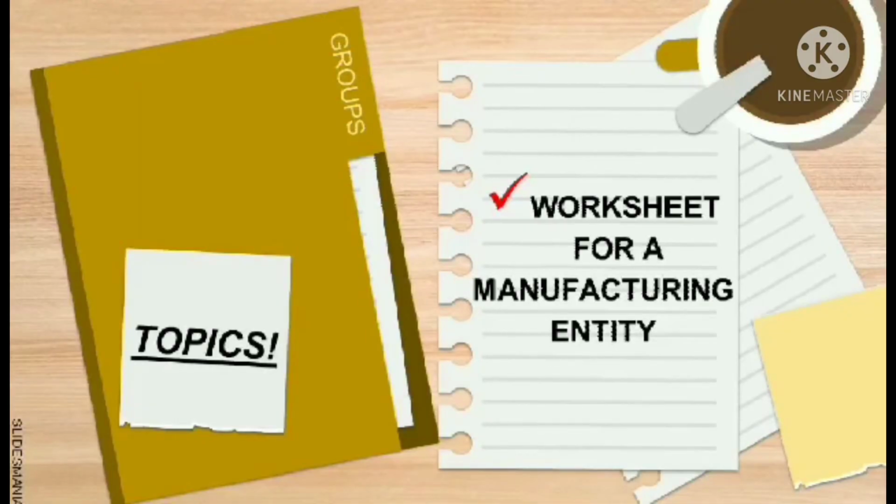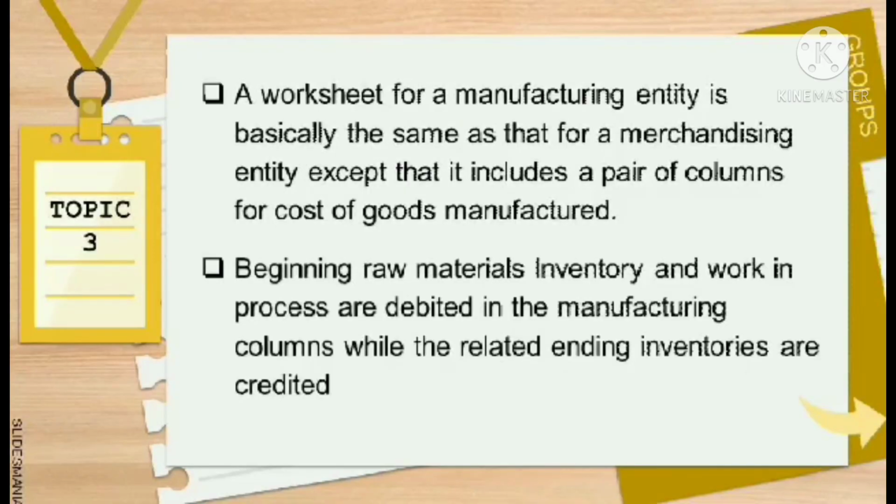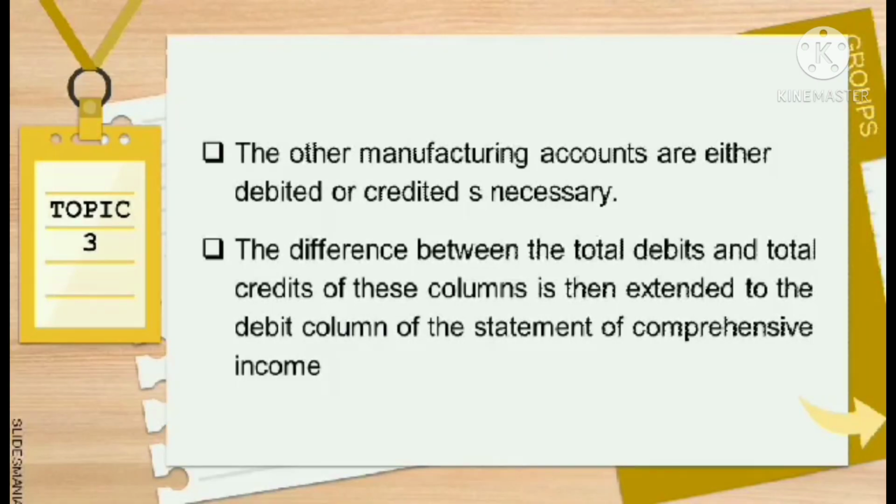The last topic is about the worksheet for a manufacturing entity. A worksheet for a manufacturing entity is basically the same as that for a merchandising entity, except that it includes a pair of columns for cost of goods manufactured. All the accounts that comprise the statement of cost of goods manufactured are extended to these columns. The beginning raw materials inventory and work in process are debited in the manufacturing columns, while the related ending inventories are credited. The other manufacturing accounts are debited or credited as necessary.